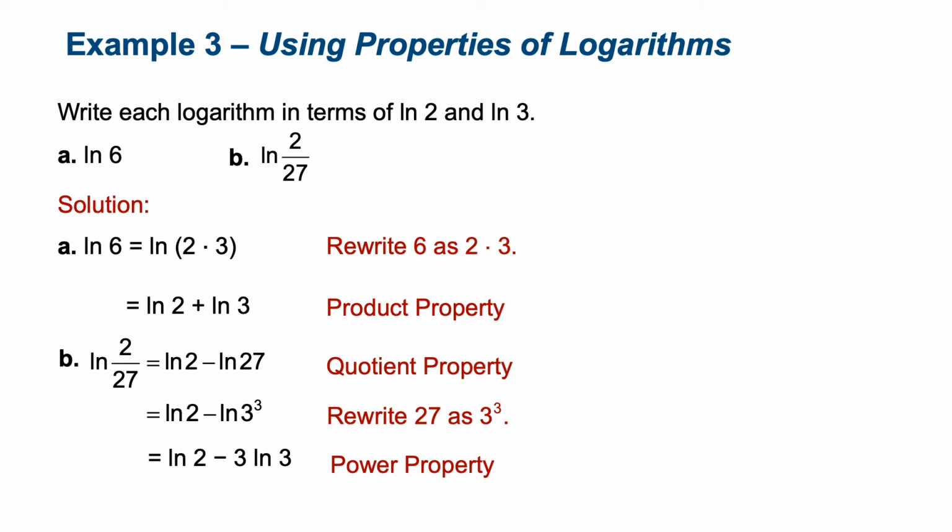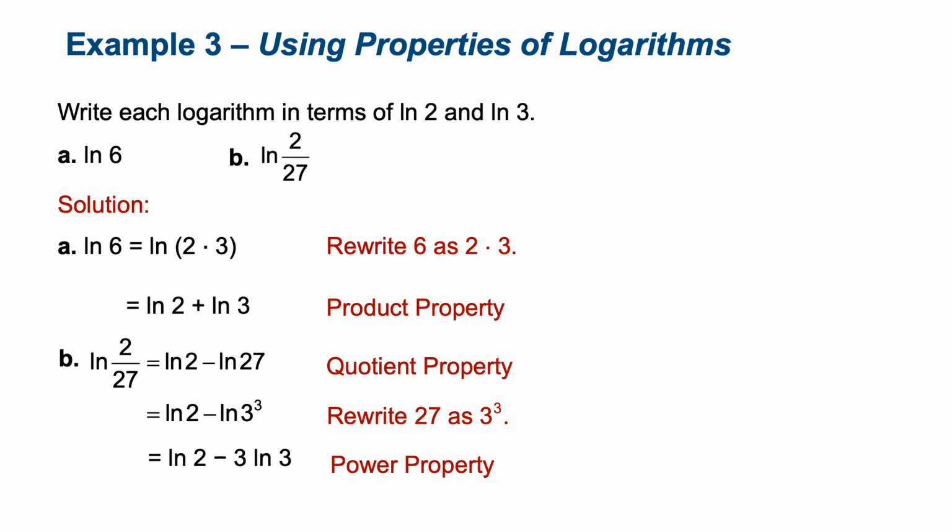So let's use it. Super fun example. Let's write each logarithm in terms of ln of 2 and ln of 3. So ln of 6. How do we do that? Well, for one thing, we know that 6 is equal to 2 times 3, so we would write that first. Then I'm taking the ln of a product. Since I'm multiplying two things here, by the product property I can expand this and rewrite it as ln of 2 plus ln of 3. And that's it.